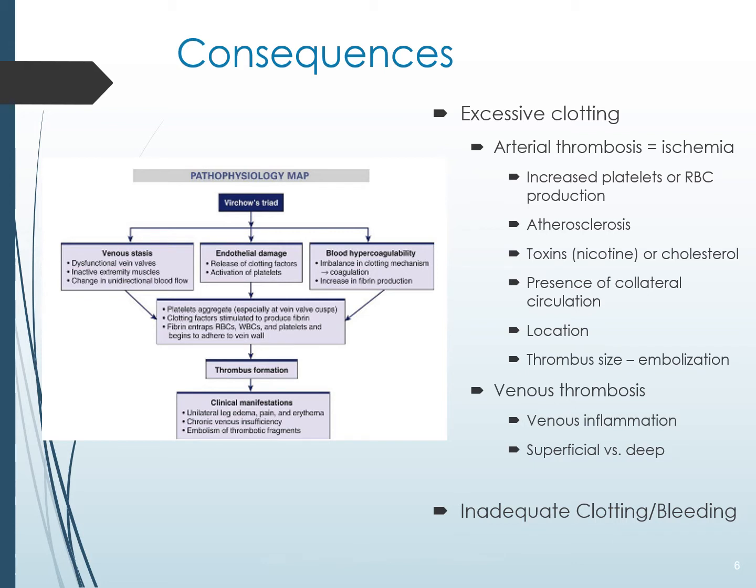Endothelial damage of the vein initiates the release of clotting factors or activates platelets. Stasis of venous blood occurs when there is dysfunction of venous valves, inactivity of extremity muscles, or change in unidirectional venous blood flow. A thrombus that detaches from a vein becomes an embolus and can lodge in another vein. For example, a thrombus from a deep vein thrombus in the leg can lodge in pulmonary vessels, creating a pulmonary embolus.